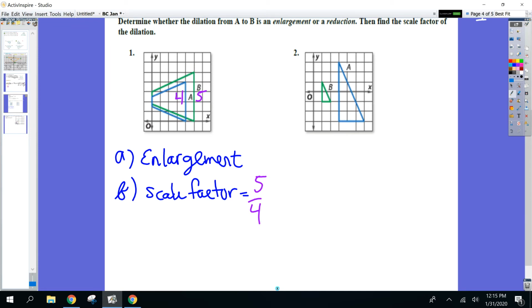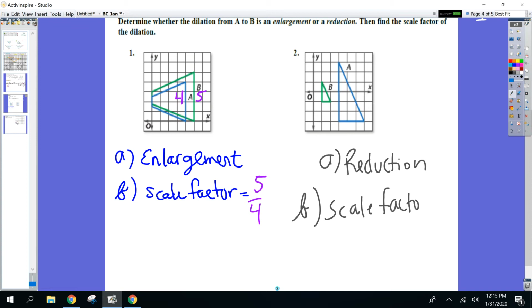Okay, second question. I know that's a reduction. So knowing it's a reduction now, come up with the correct scale factor for me. Find the lengths of two corresponding lengths. Find the distance, and then make sure we put it in the correct order now.